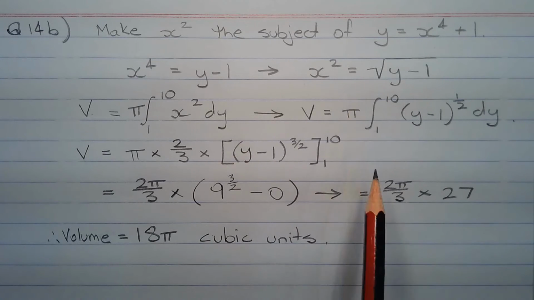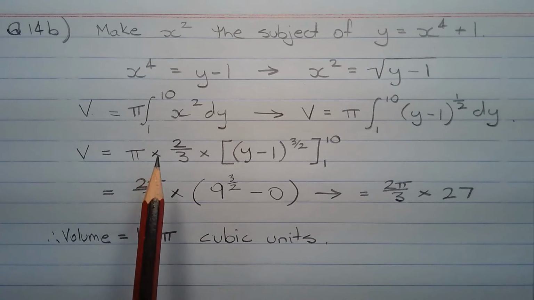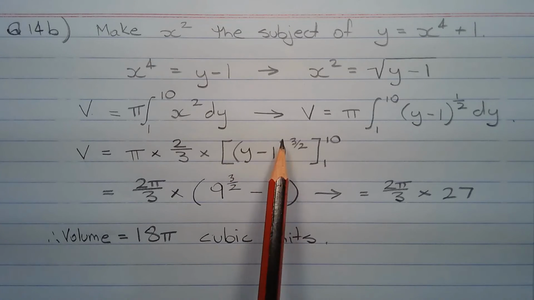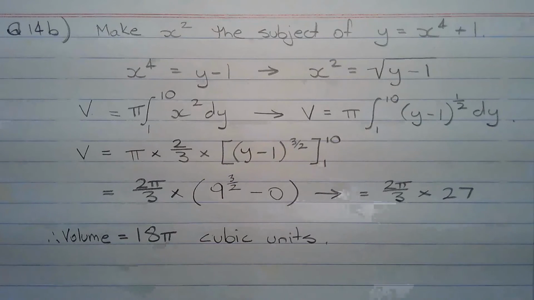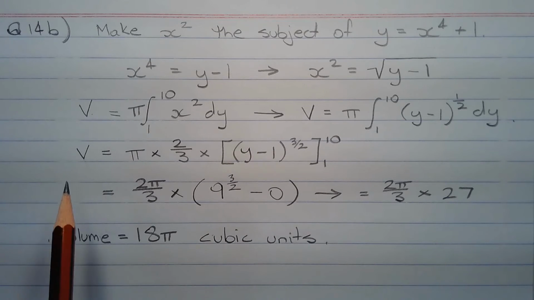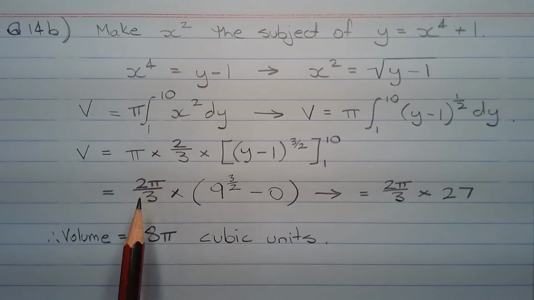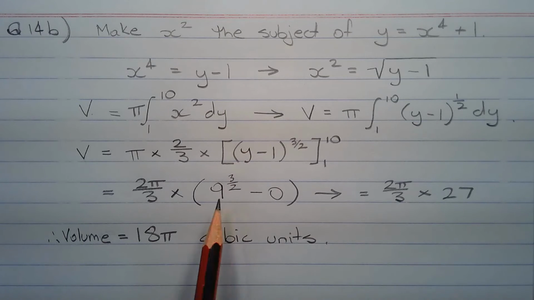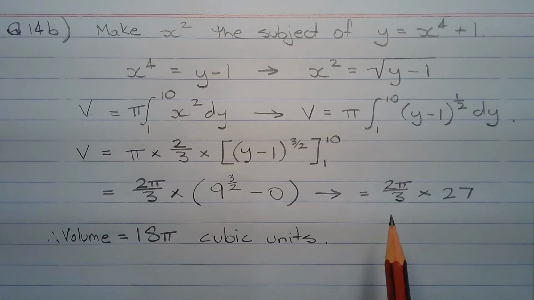Performing the integration, we have v is equal to pi times 2 over 3 times y minus 1 to the power of 3 over 2 from y equals 1 to y equals 10. Applying the limits of integration, we have v equals 2 pi over 3 times 9 to the power of 3 over 2 minus 0. And 9 to the power of 3 over 2 is equal to 27, so v is equal to 2 pi over 3 times 27. Therefore, the volume is equal to 18 pi cubic units.